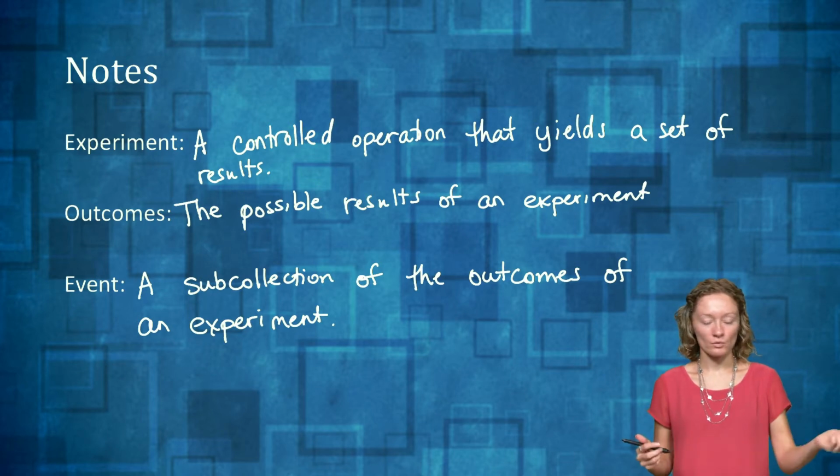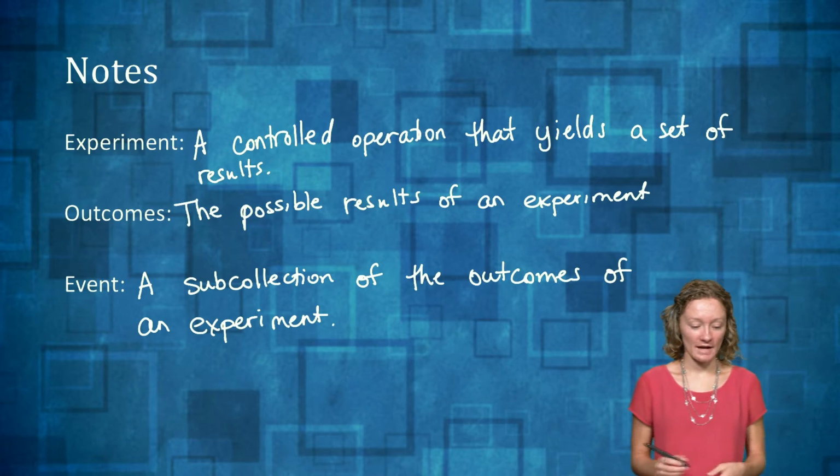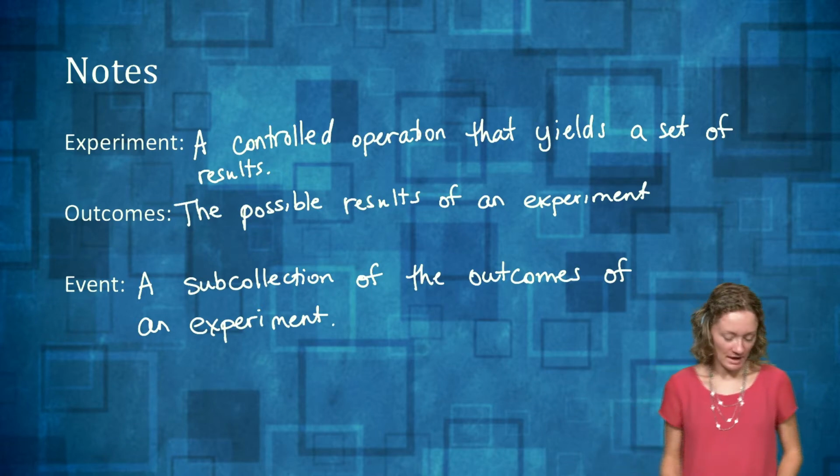An event, rolling a number higher than 4. That's something that you could hope for when rolling a die. So keep those things in mind as we move forward.